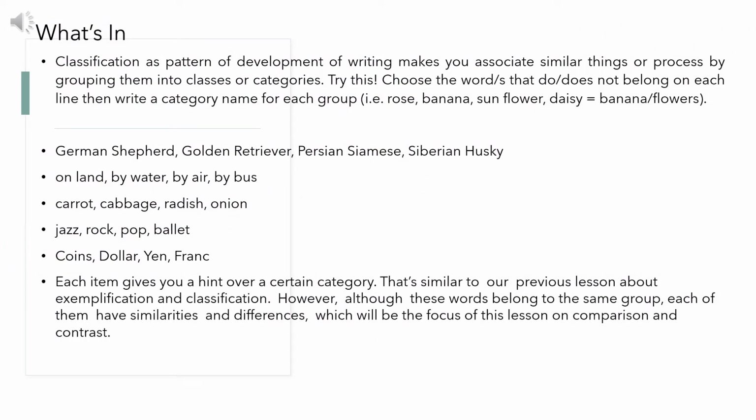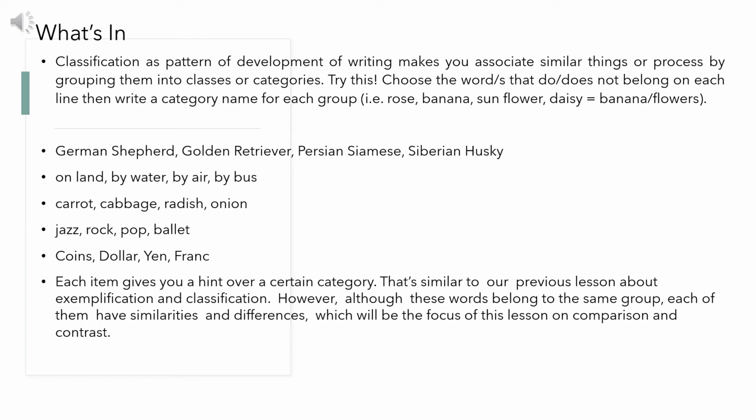What's In? Classification as a pattern of development of writing makes you associate similar things or processes by grouping them into classes or categories. Try this. Choose the word that does not belong in each line, then write a category name for each group. Example: rose, banana, sunflower, daisy equals fruit slash flowers, because banana belongs to the category of fruits, and of course, the rest are all types of flowers. Okay, so let's have the first set of words.